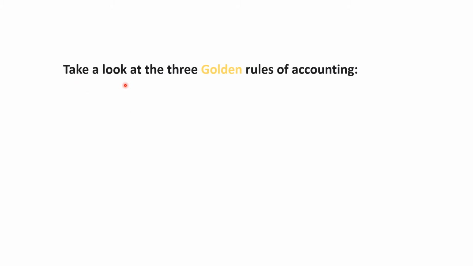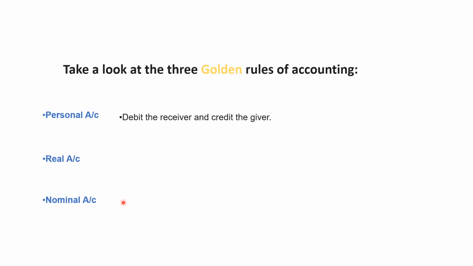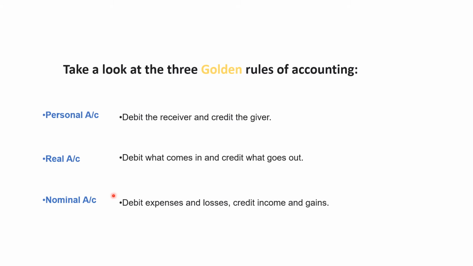Now comes in something which is very fundamental to the rules of accountancy. These are called the golden rules of accounting. You have golden rules for personal account: debit the receiver and credit the giver. And then for real account, you have debit what comes in and credit what goes out. And for nominal account, you have debit all expenses and losses and credit all incomes and gains. Debit what comes in, credit what goes out, debit all expenses and losses, credit all incomes and gains. Yeah, these are the three golden rules.